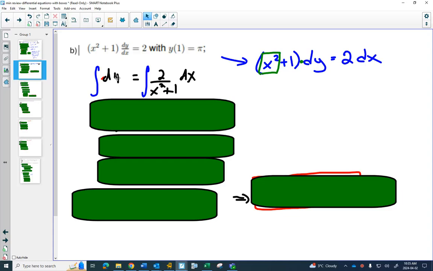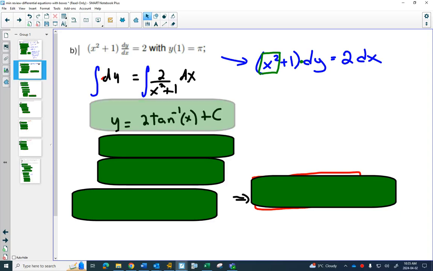But once you get your x's on the side with the dx and your y's, or in this case it's just a 1 with the dy, the left side is really easy to integrate. It's just going to be y plus c. The right side, an x squared plus 1 on the bottom. That's our tan inverse function. And again, you could have written a C1 and a C2 on both sides. They're just going to get combined. Writing 1 plus C in the equation is fine.